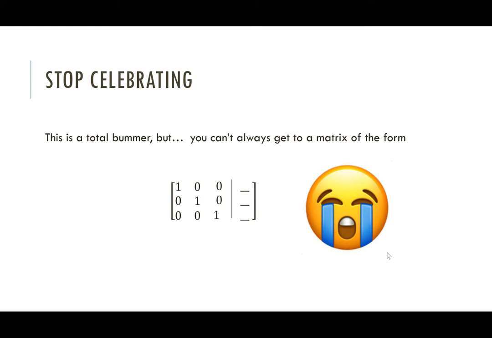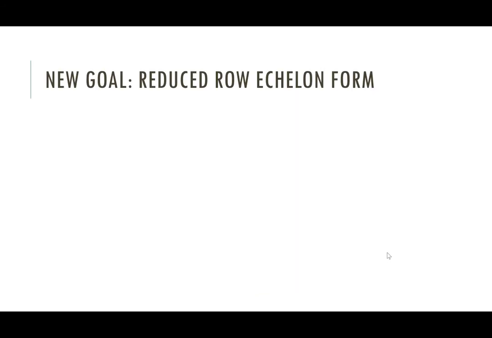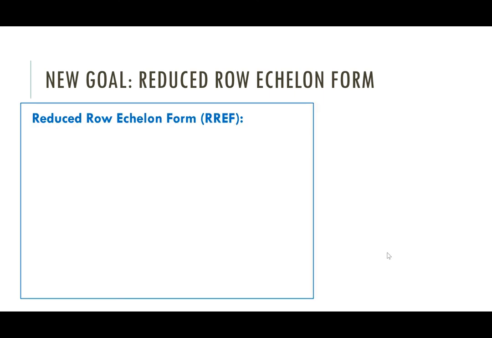So, okay, what's going on? What do you do if you can't get a matrix of this form? Where do you stop? What do you try to get to? Well, this is where we get the concept of the reduced row echelon form. So this is our new goal. If we can't get to that holy grail of matrices, then let's do the next best thing.